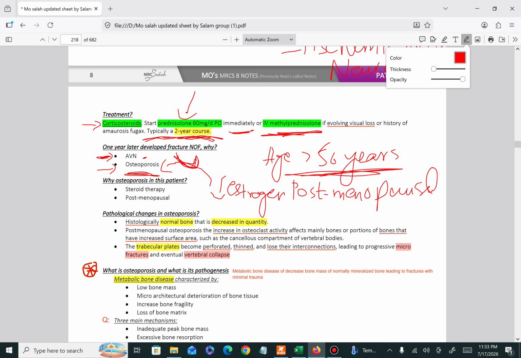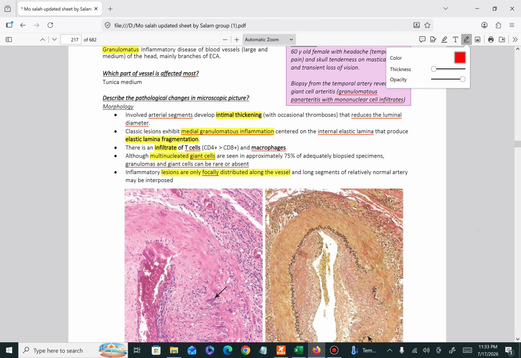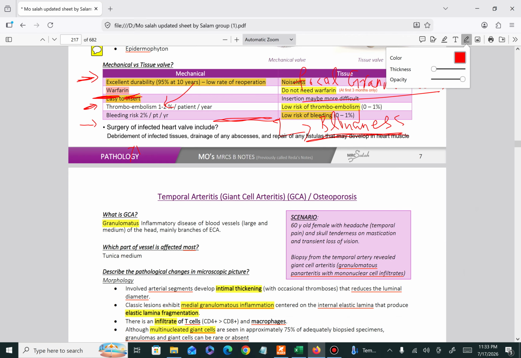Okay, so why osteoporosis in this patient? In this patient the scenario is given: 60-year-old female with headache, temporal pain and scalp tenderness, jaw pain on mastication, transient loss of vision. So these are the clinical features of giant cell arteritis: the unilateral headache, the jaw claudication and blindness. Biopsy from the temporal artery revealed giant cell arteritis, granulomatous panarteritis with mononuclear cell infiltrates.